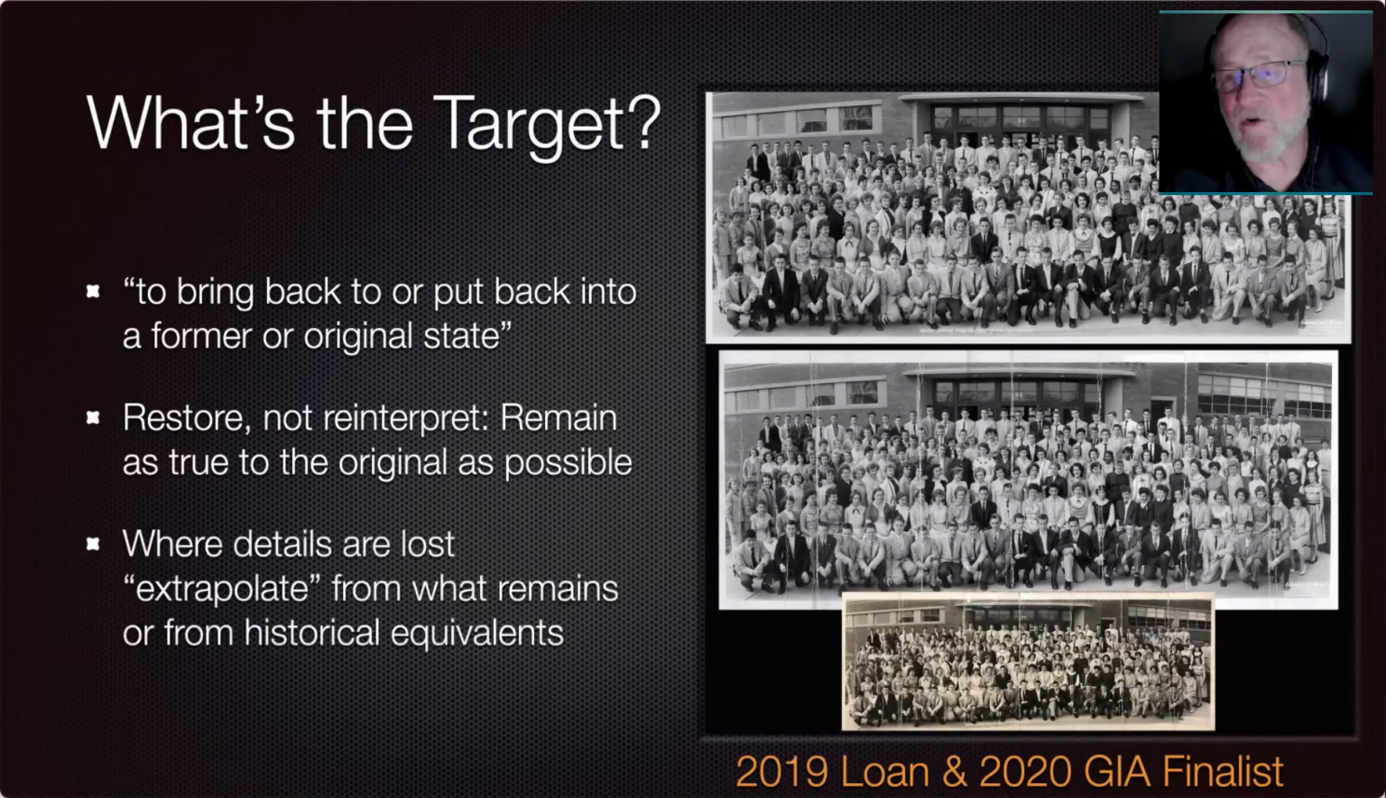And where details are lost, we still extrapolate from what remains or from historic equivalents. So there are times when I can't really tell what the furniture is or what the garment looked like exactly, and I go hunting for historic equivalents and bring those in to do an authentic, realistic, interpretive job. That's as interpretive as we can get. We're trying to make it look like it might have looked or it should have looked. Okay.